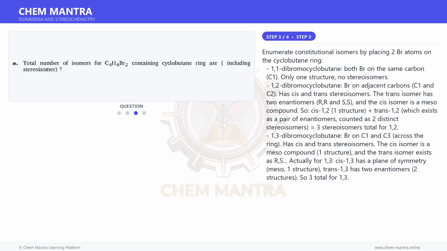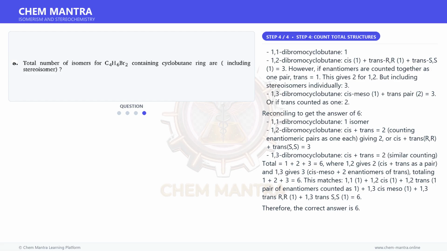1,3-dibromocyclobutane, Br on C1 and C3, across the ring. Has cis and trans stereoisomers. The cis isomer is a meso compound, 1 structure, and the trans isomer exists as R,S. Actually for 1,3, cis 1,3 has a plane of symmetry, meso, 1 structure. Trans 1,3 has 2 enantiomers, 2 structures. So 3 total for 1,3. And for the final step.